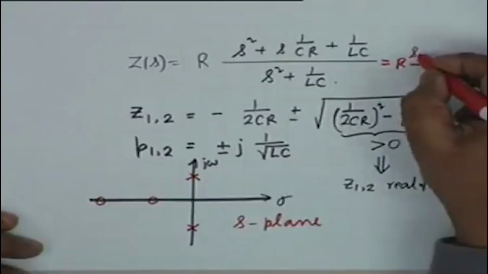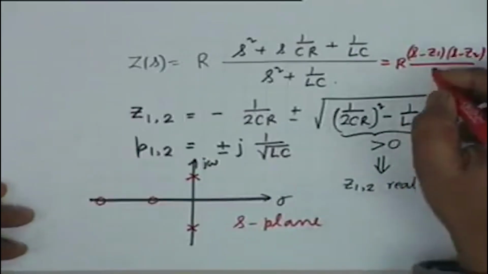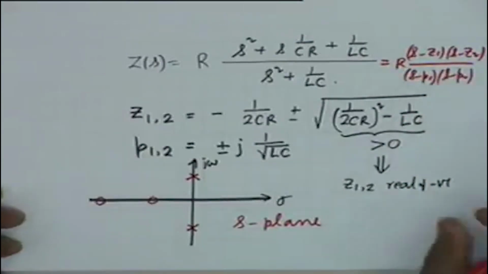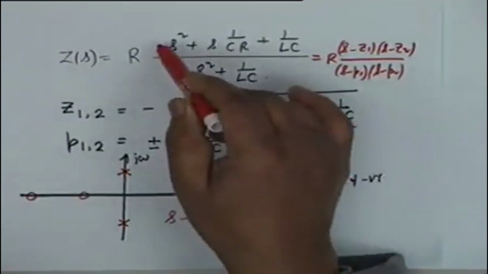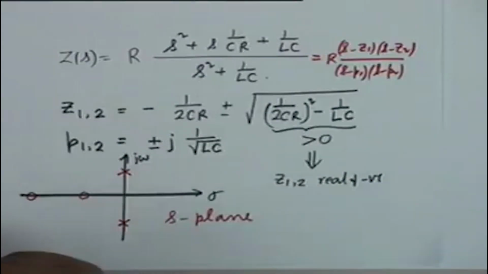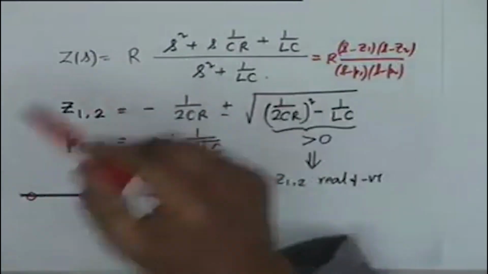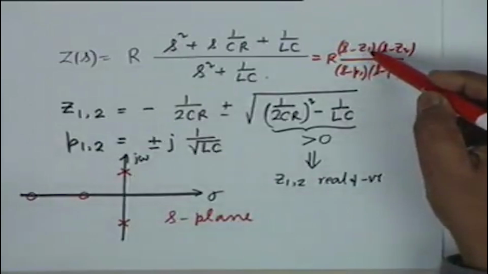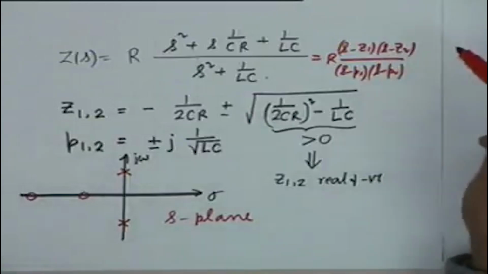You notice that the original expression Z of S can now be written in terms of its roots like this: (S minus z1) times (S minus z2) over (S minus p1) multiplied by (S minus p2). The original expression can be written like this, and this is the reason why the highest power coefficient was reduced to unity. And it is obvious that when S takes the value either z1 or z2, the expression becomes 0. When S equals z1, Z of S becomes equal to 0. When S takes a value z2, Z of S becomes 0.